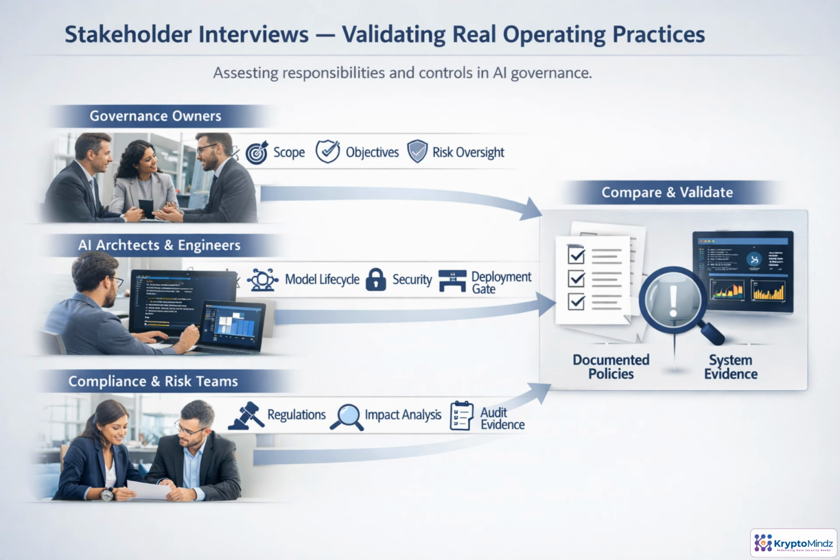Stakeholder interviews test whether the AI management system is real in practice, not just well documented. Governance owners should be able to explain scope, objectives, accountability, and how risk is accepted or escalated. Architects and engineers should describe how controls operate across the data and model lifecycle, including monitoring, security, and deployment gates. Compliance, legal, and risk teams should connect obligations to impact assessments and evidence. The key is comparison. When interview answers do not match procedures or system records, you have found an implementation gap worth investigating.